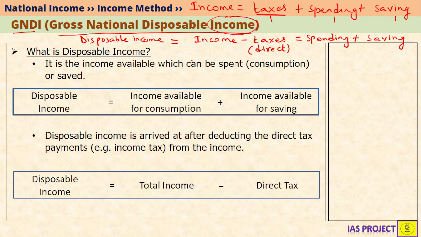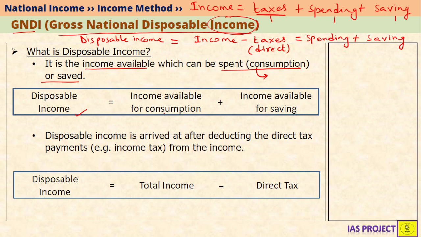So, from this equation, I can make a definition for disposable income. Let's see the first definition. Disposable income is the income available which can be spent or saved. Spending in economics is simply called consumption. So the formula can be written like this: disposable income is income available for consumption plus income available for saving. So disposable income mainly goes into two parts, that is consumption and saving.